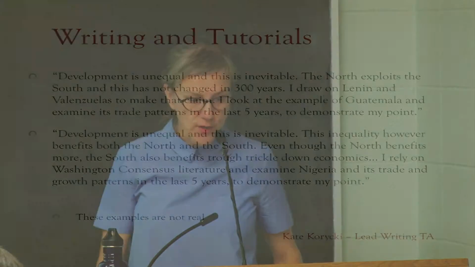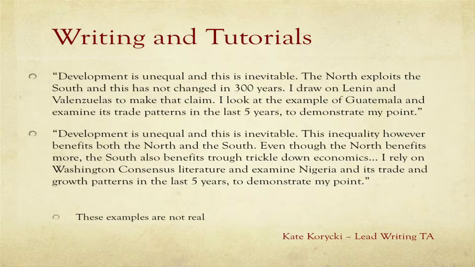Okay, I've got 2 more, and here I will ask you. So first we read them. We'll start with the first one, and then we'll go to the second one. Development is unequal, and this is inevitable. The North exploits the South, and this has not changed in 300 years. I draw on Lenin and Wallerstein to make that claim. I look at the example of Guatemala and examine its trade patterns in the last 5 years to demonstrate my point. It's not a perfect thesis statement, but it's not bad at all.